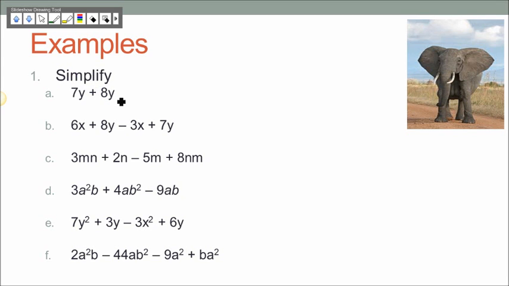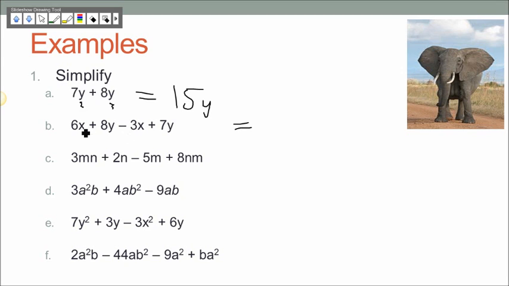Okay, so first of all, our first question is 7y plus 8y. Notice that in each of these terms, once again, the letters are the same, so we can in fact add them together. Now the easiest way to do that, if we've got 7 here and we've got 8 here, when we add them together, just like on your calculator, it's going to equal 15y. Because we've got 7 plus 8 equals 15. Okay, let's have a look at number 1b, a little bit trickier.